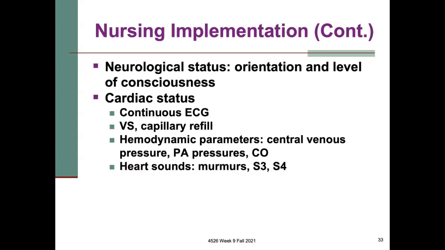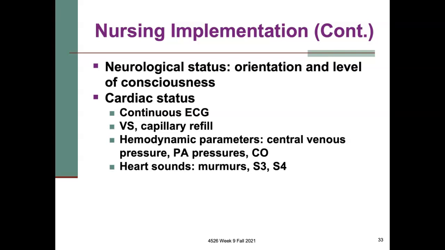So the neurological status, you're going to be assessing the client's neurological status, including orientation and level of consciousness, at least every hour or more often. The client's neurological status is really the best indicator of cerebral blood flow. So be aware of the clinical manifestations that may indicate neurological involvement, such as a change in behavior, restlessness, hyperalertness, blurred vision, confusion, paresthesia, so numbness.